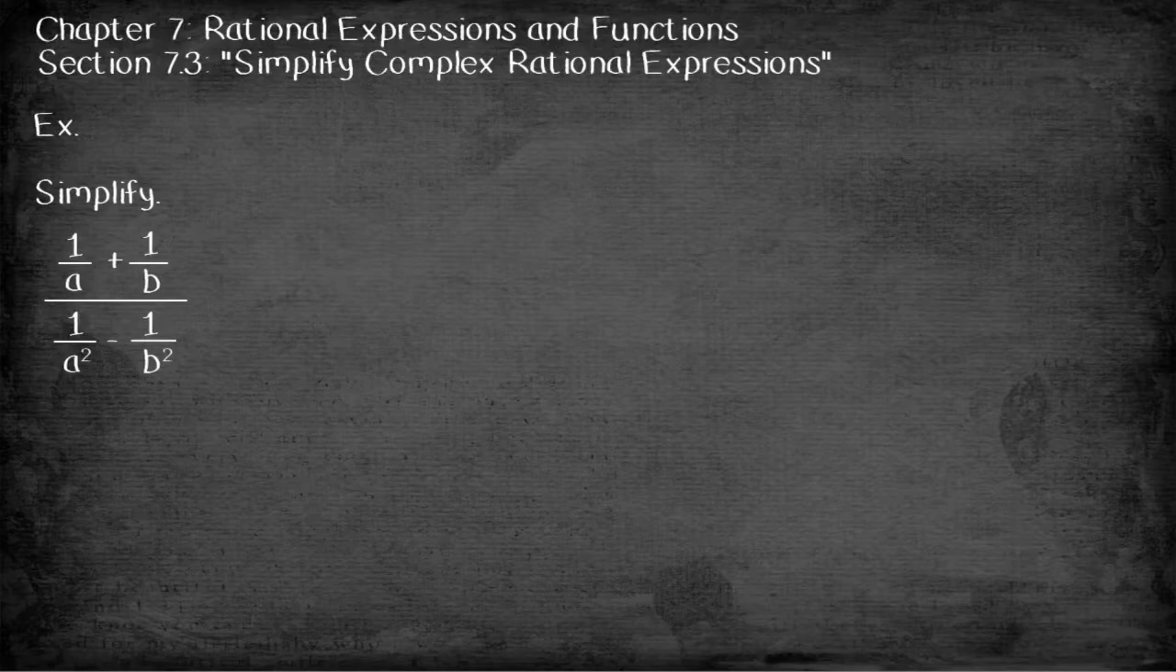Right here we have 1 over a plus 1 over b over 1 over a squared minus 1 over b squared. And remember way back when we were solving linear equations, we had a bunch of fractions in them. It was advisable to clear them using a common denominator. We can do something like that here, because if I multiply the numerator and denominator by a squared b squared over a squared b squared, remember, I have to distribute.